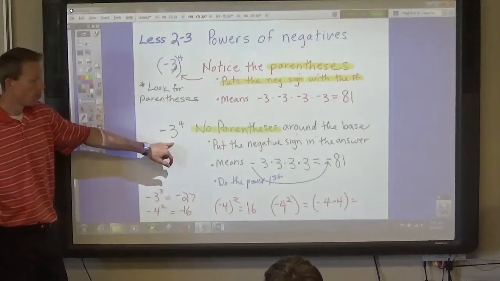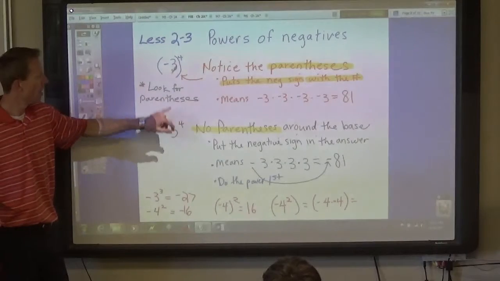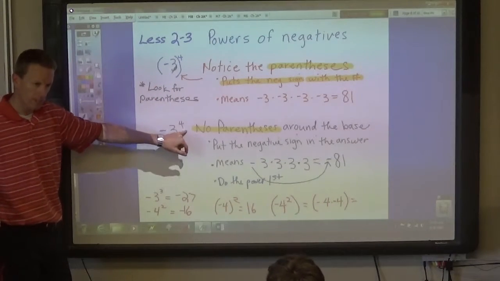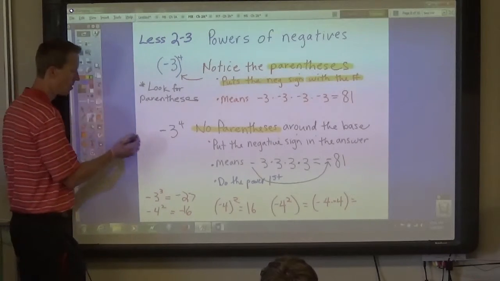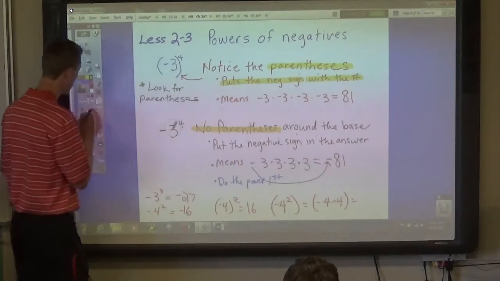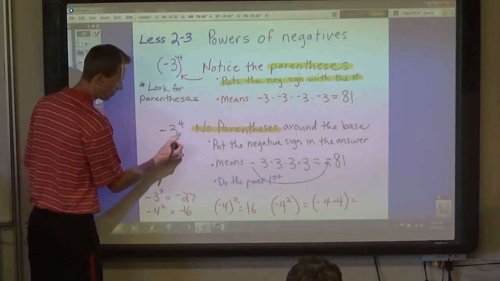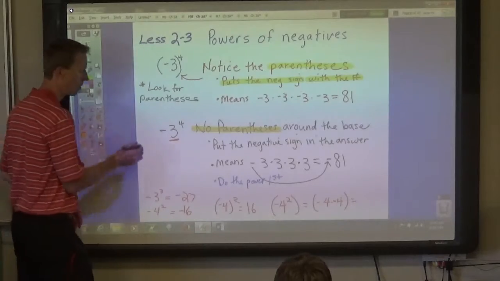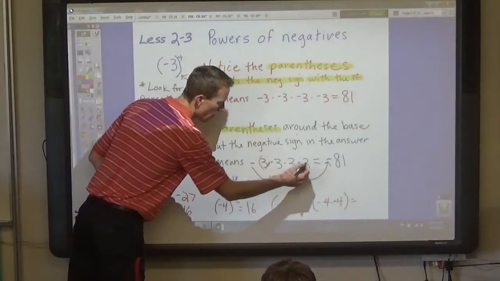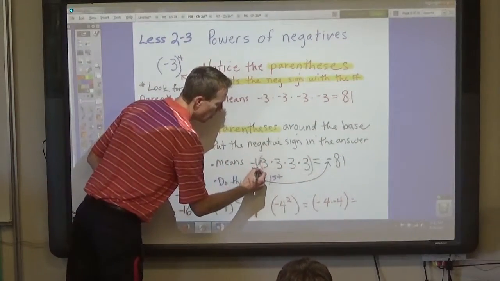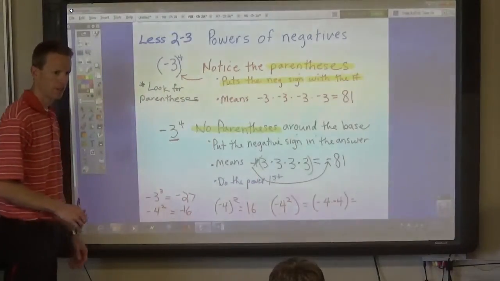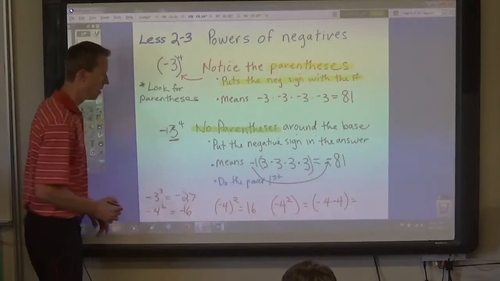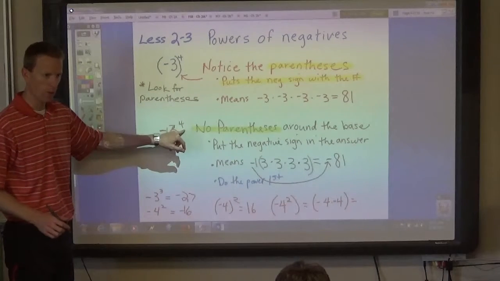But if you didn't have parentheses there, then -3 is not the base, just 3 is the base. Alright? The base in this one is just 3. So it's kind of like having parentheses around this and putting a -1 there. So -1 times 3 to the 4th power.